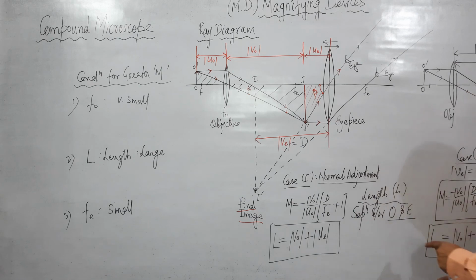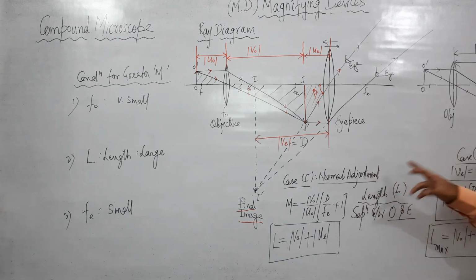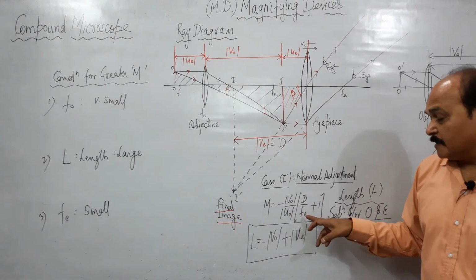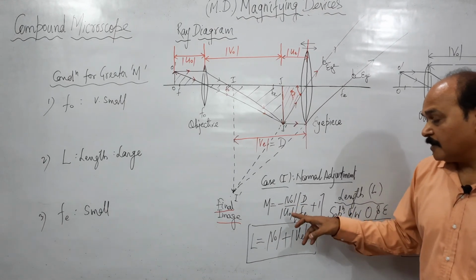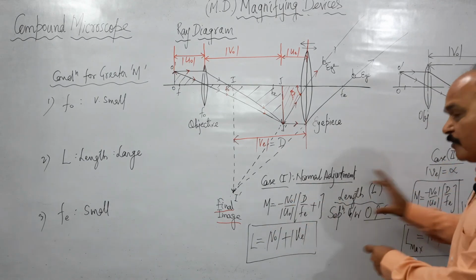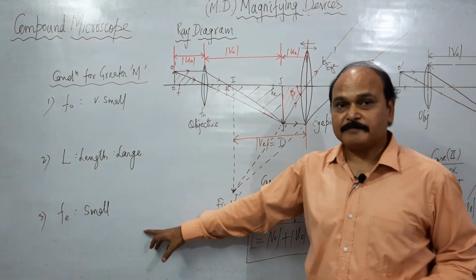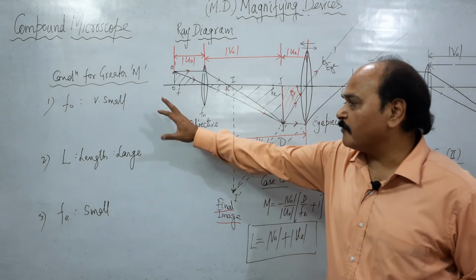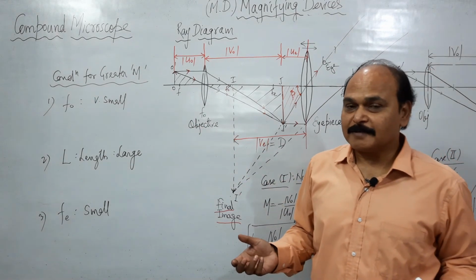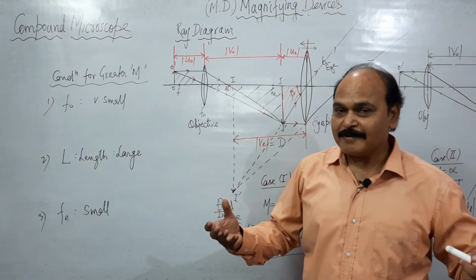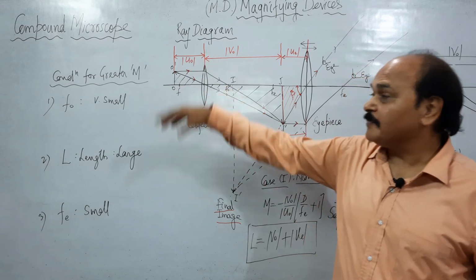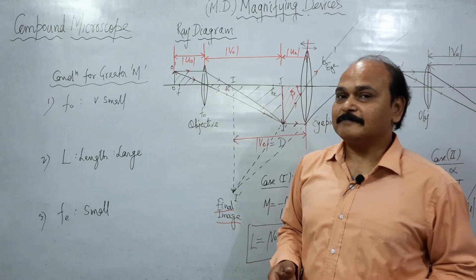Since Fe lies here in the denominator in both the expressions for M, what happens? This Fe is going to be small. In that case, M is going to be greater. So Fe should be small is obvious from this mathematical relation. But we don't have F naught or length in any of these expressions for M. So let us reason out and understand how this focal length has to be very, very small for greater M.